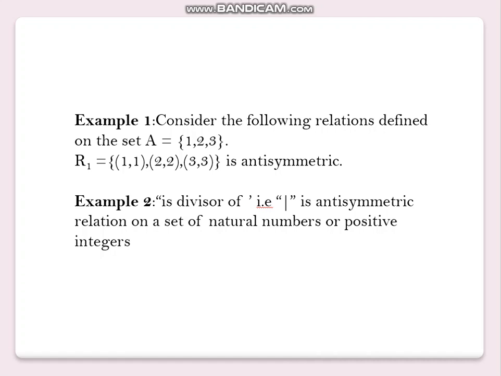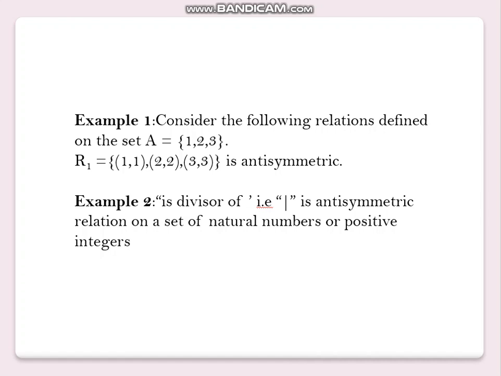Example 2: "is divisor of" is antisymmetric on the set of natural numbers or positive integers. Why? Because if A divides B and B divides A, this means that A is equal to B. We are not considering negative numbers, so the possibility that 2 divides -2 and -2 divides 2 while they are not equal will not be considered here, since we have only positive integers.